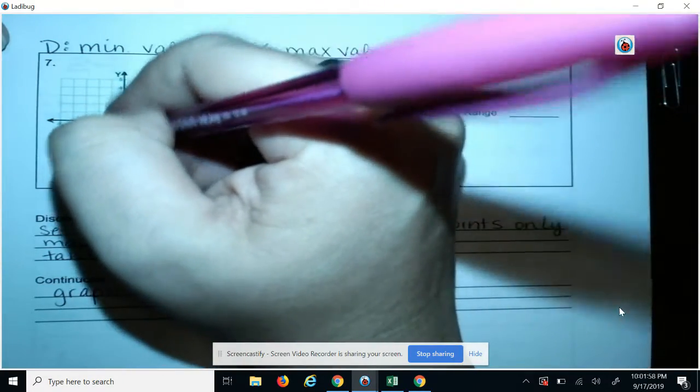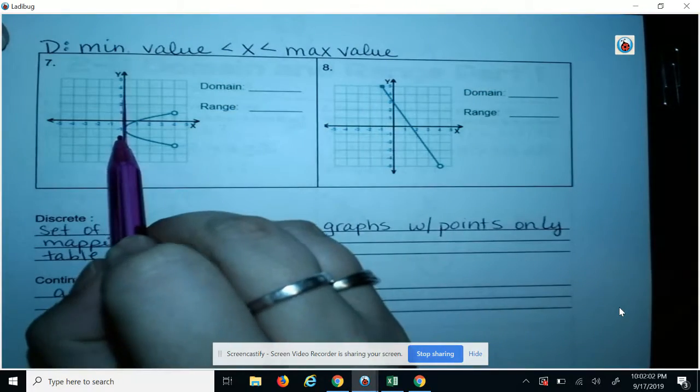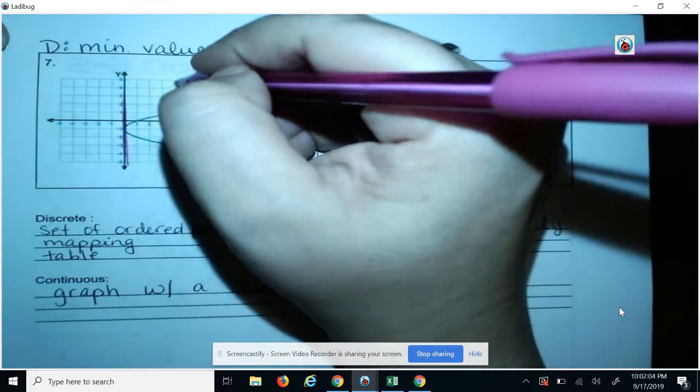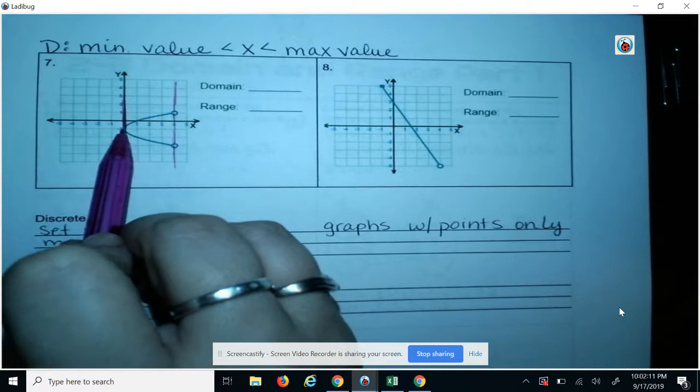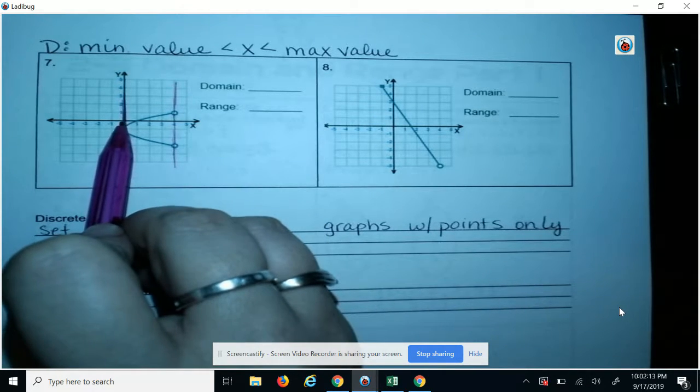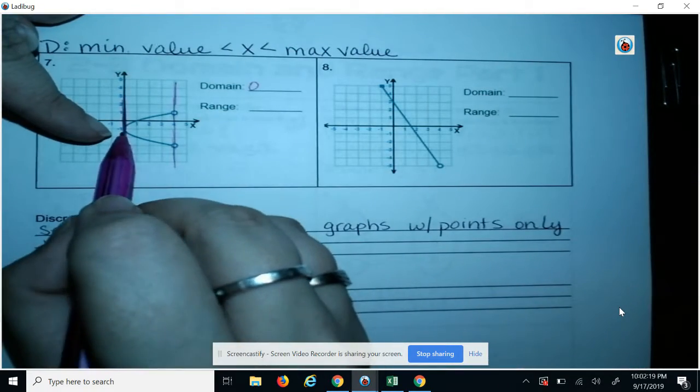So I'm just kind of sandwiching my graph right here. So this is as far left as it went. And then this is as far right it went. Okay, so looking at the x values here, this was at 0. So my domain is 0. And that hit at the line.